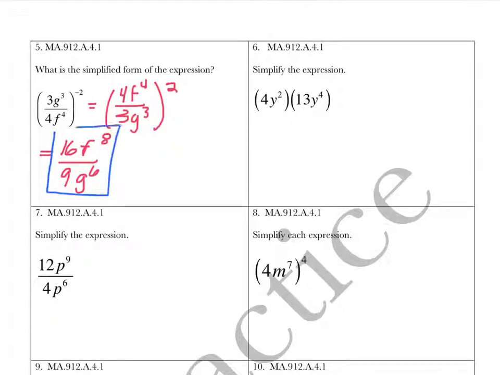And right here, this is my final answer. 16 over 9 can't be reduced. And I haven't left any negative or zero exponents, and all of my variables are written only one time.